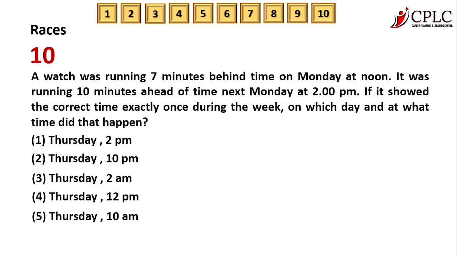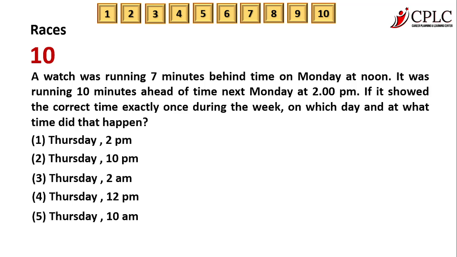Let's look at the 10th one, which says there is a watch running 7 minutes behind the time on Monday at noon, and it was running 10 minutes ahead of time next Monday at 2 p.m. If it showed the correct time exactly once during the entire week, then on which day and at what time did that happen? So here the clock is 7 minutes behind on Monday at noon, which is Monday 12 p.m., and it is 10 minutes ahead next Monday 2 p.m.